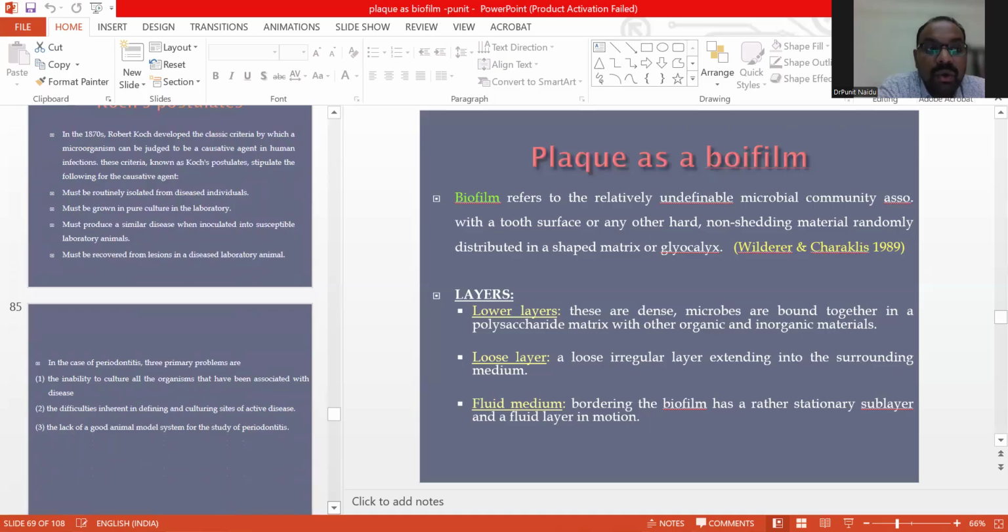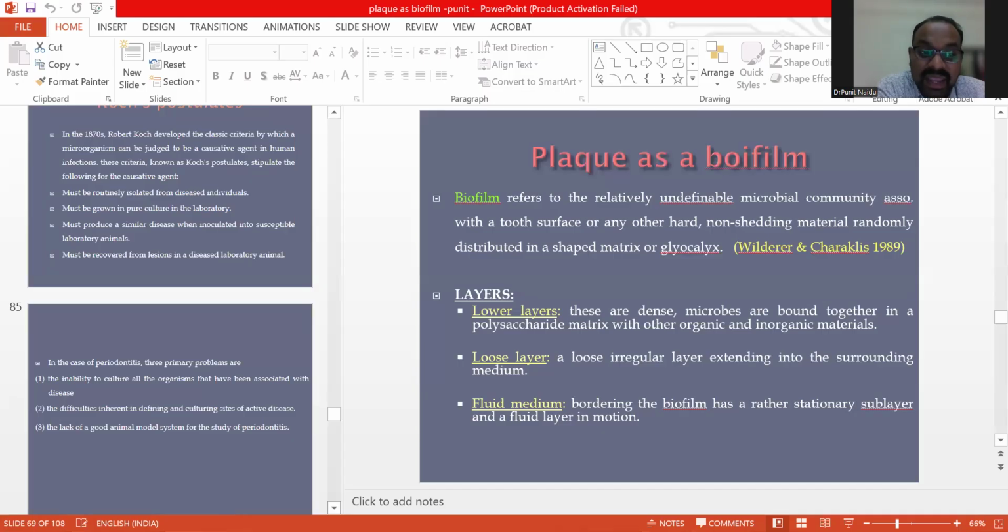Koch's postulates: according to Robert Koch in 1870, he developed basic criteria for microorganisms which are causative agents in human infections. These are: they must be routinely isolated from diseased individuals, must be grown in pure culture in the laboratory, must produce a similar disease when inoculated into susceptible laboratory animals, and must be recovered from lesions in a diseased laboratory animal. In the case of periodontitis, three primary problems arose.